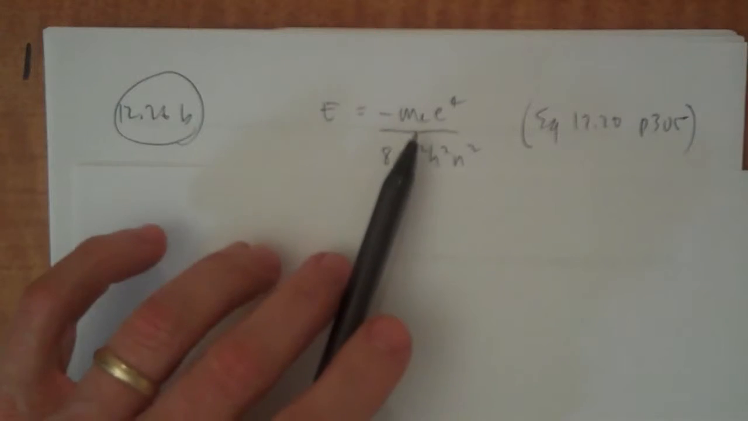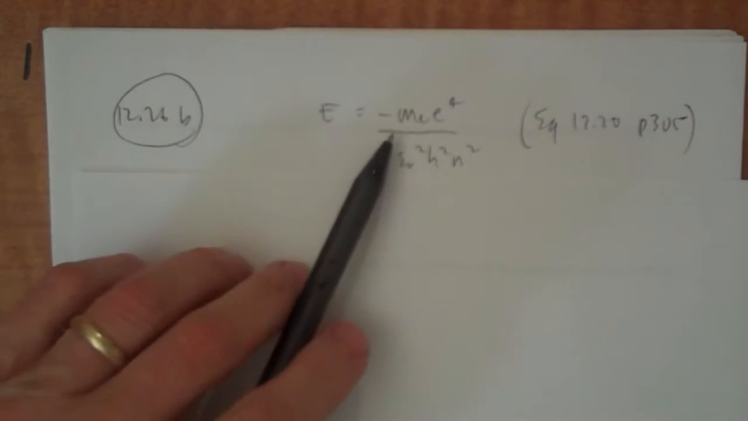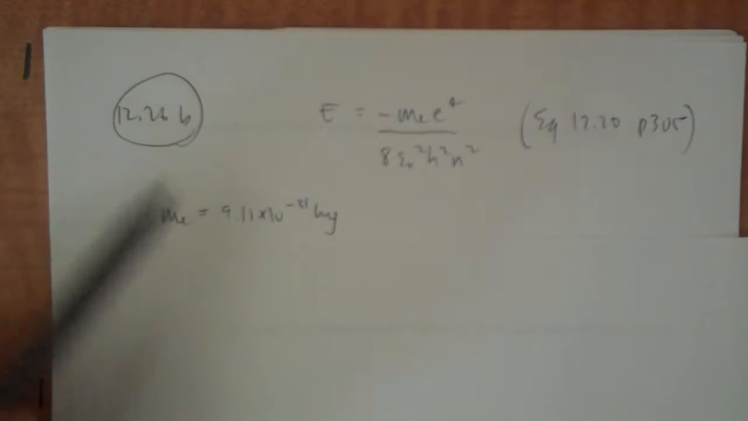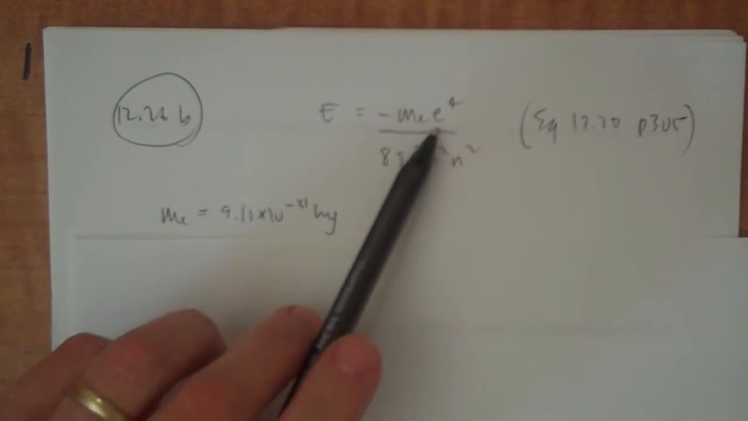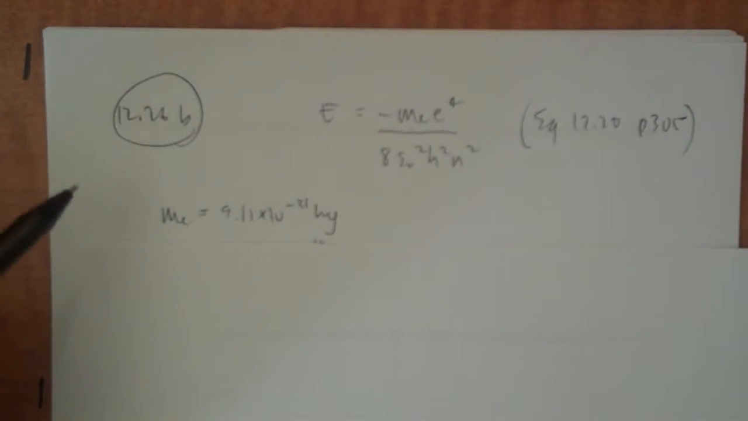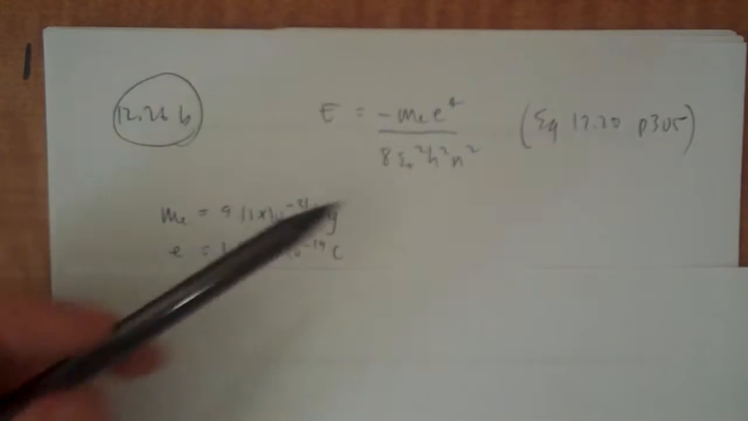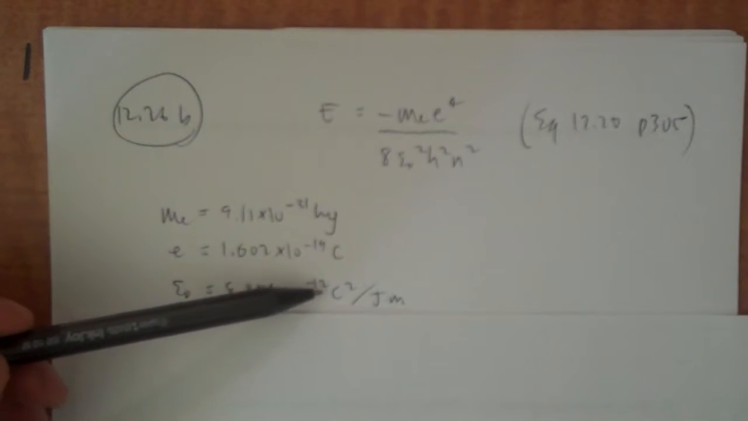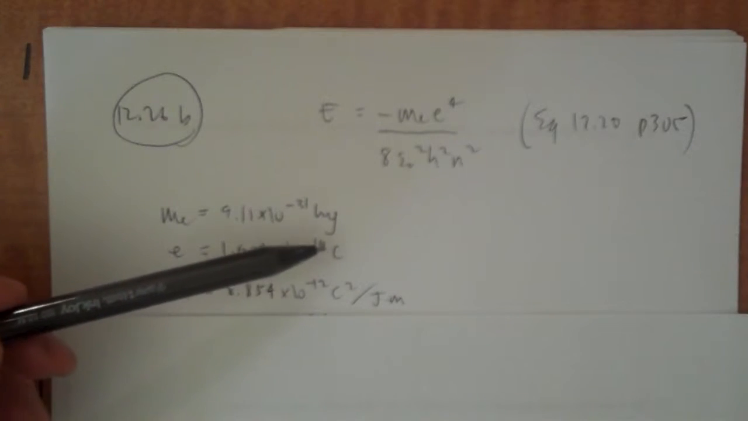So what I did was I looked up all these variables and wrote them down here, so you didn't have to wait for me to do that. This is the mass of the electron, which is 9.11 times 10 to the negative 31 kilograms. This is the charge of the electron. Careful, that's not the base of the natural log. It's the charge of the electron, which is 1.602 times 10 to the negative 19 coulombs. That's just 8, of course. That's the permittivity of free space, 8.854 times 10 to the negative 12 coulomb squared per joule meter.